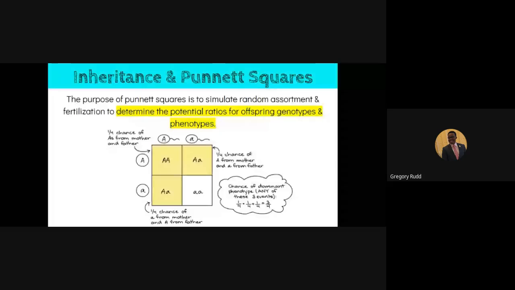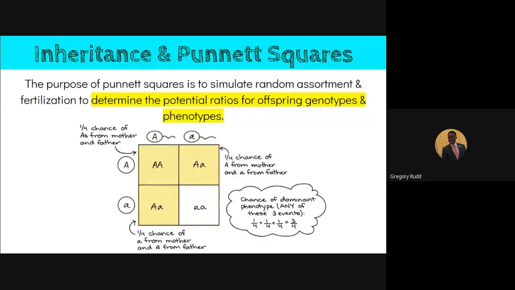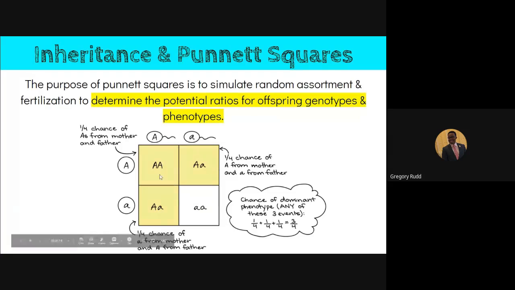So let's come back over here. We've got to be familiar with that lingo: genotype, allele, homozygous recessive, homozygous dominant, heterozygous. We've got to know what we mean when these terms come up. So a Punnett square allows us to make predictions about the phenotype and the genotype of an offspring.